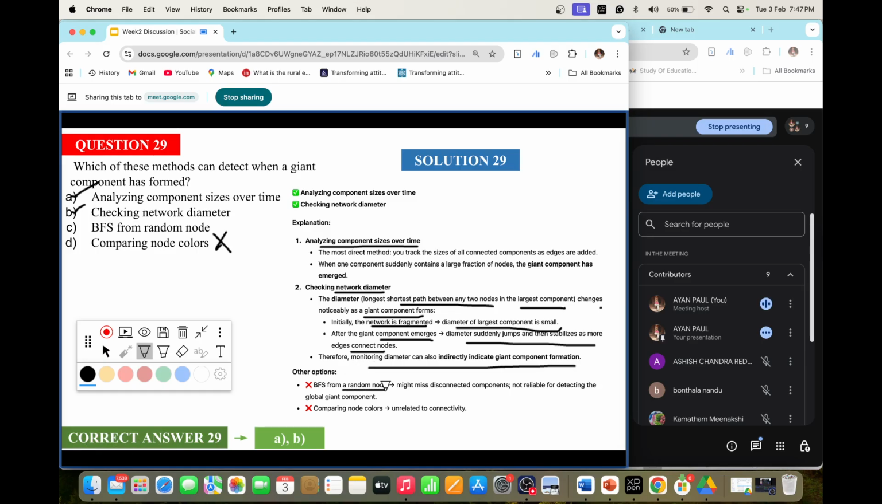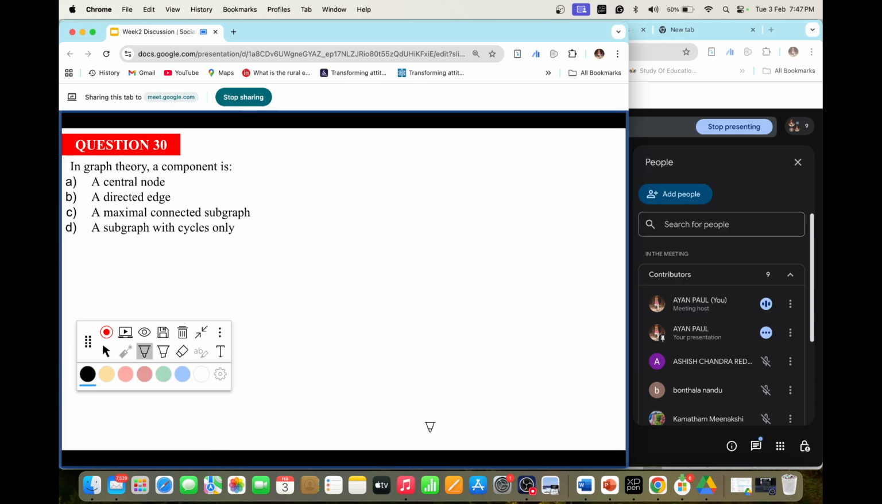BFS from a random node might miss disconnected components, so it is not reliable for detecting a global giant component. That is why it is false, and the last option is false, unrelated. So option A as well as option B is the correct answer.